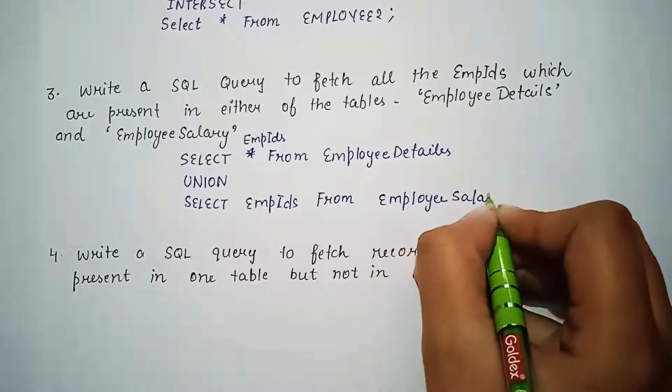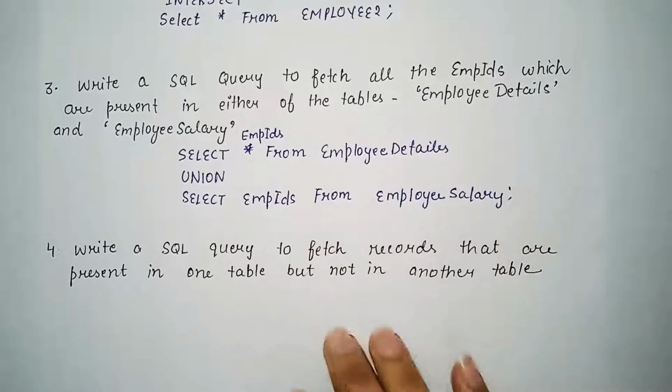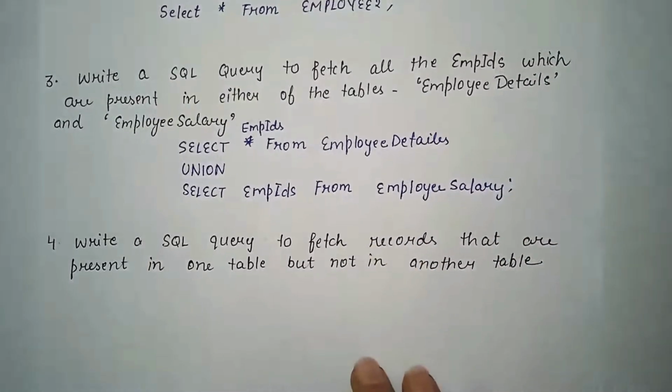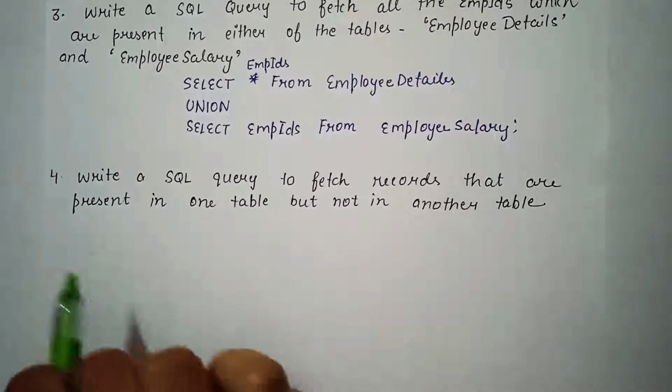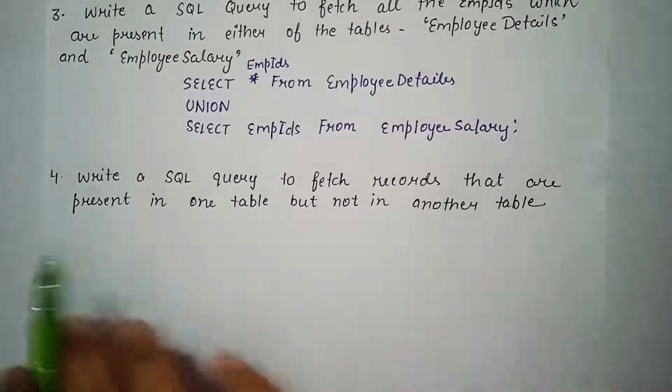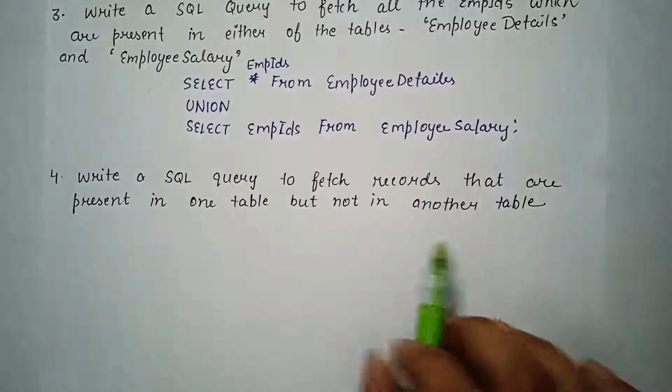Okay, I hope you get it. So this is for the use of this union operator. Now let's see the next query. So what is indicated over here? Write a SQL query to fetch records that are present in one table but not in another table.